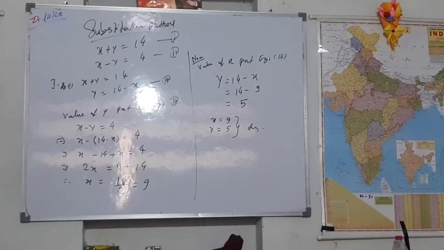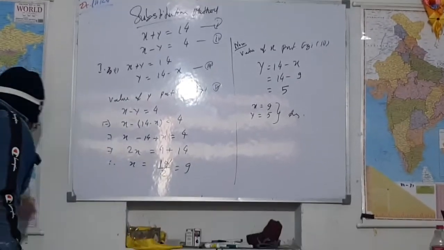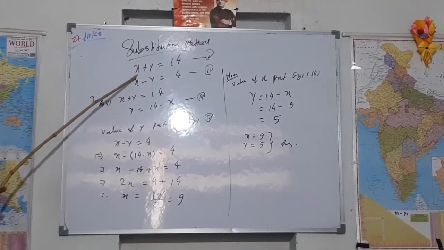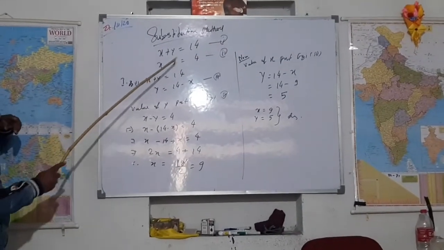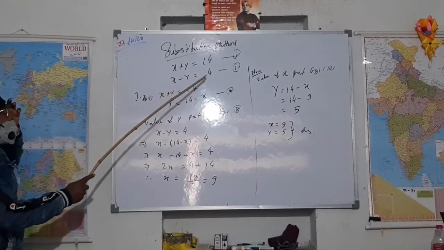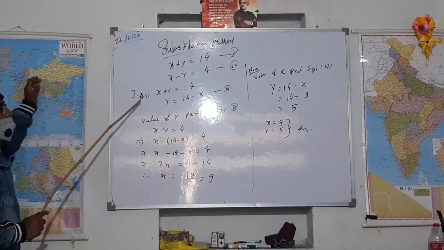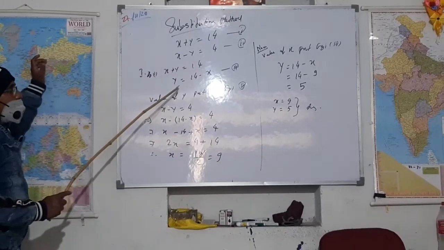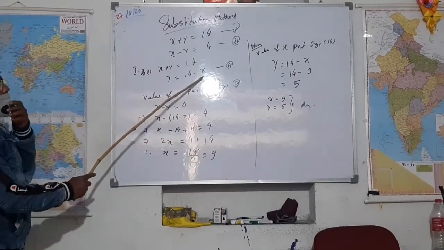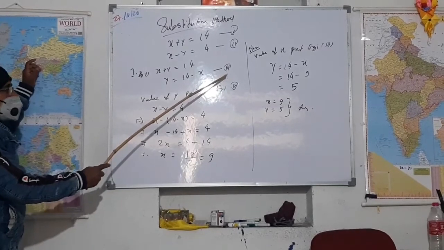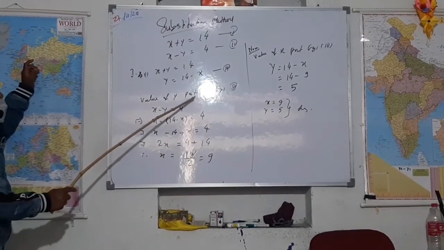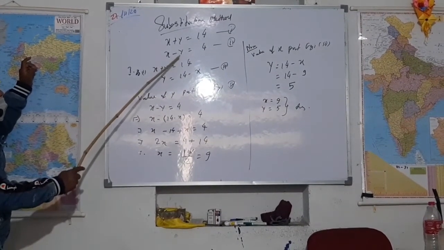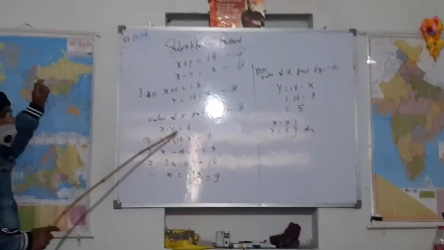Okay, I repeat this question again. Attention to all students please. This is the substitution method. The first equation is x plus y is equal to 14, equation 1, and the second is x minus y is equal to 4, equation 2. We start with equation 1: x plus y is equal to 14, and we find y is equal to 14 minus x. This is equation 3. Now put the value of y in equation 2, x minus y is equal to 4.